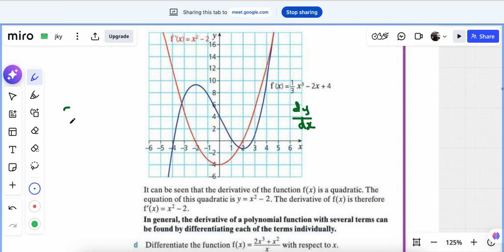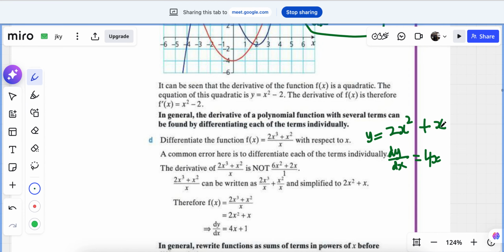Instead of writing dy over dx, sometimes you can write f'(x). If it's written as a function of x, differentiate x, I'll get 1. So I'll get 4x plus 1. So that's what they got here. Okay, see, 4x plus 1. That's how they got this 4x plus 1. So first you have to divide the numerator and denominator by x to get this function, and then you differentiate this function to get this one.